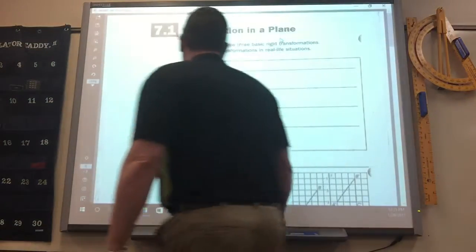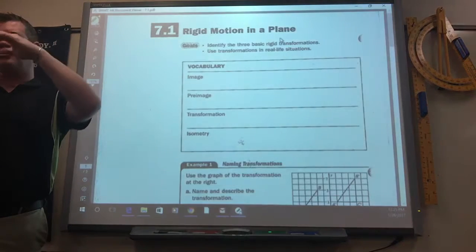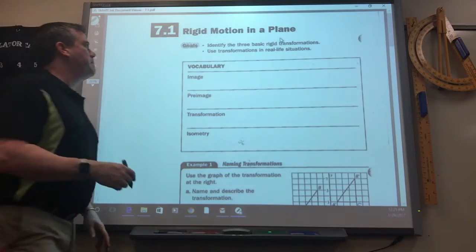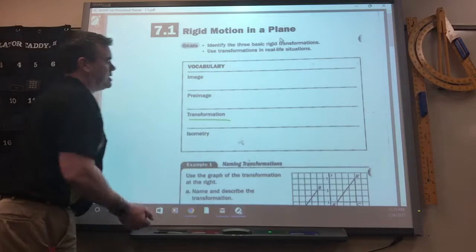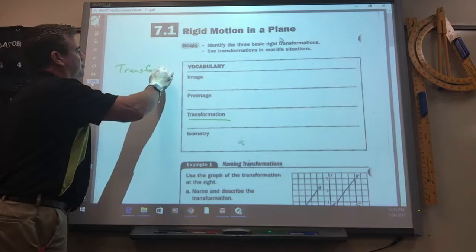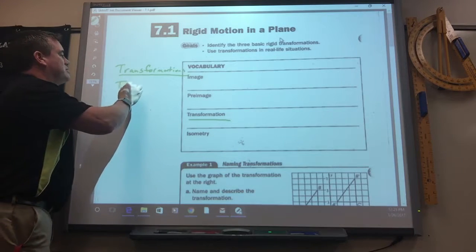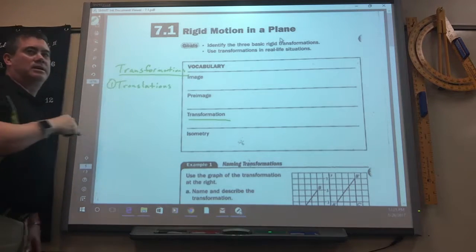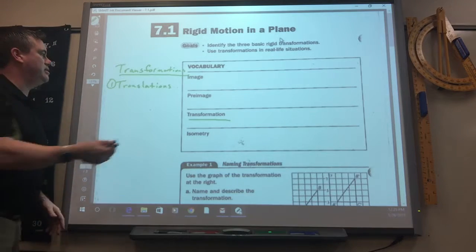Okay, rigid motion in a plane. Rigid means it doesn't turn or tilt, it stays the same shape. You did this in 7th and 8th grade, the transformations. There are translations, which are the easiest to do. A translation is just a slide. You just move it, but it doesn't turn or flip or anything.